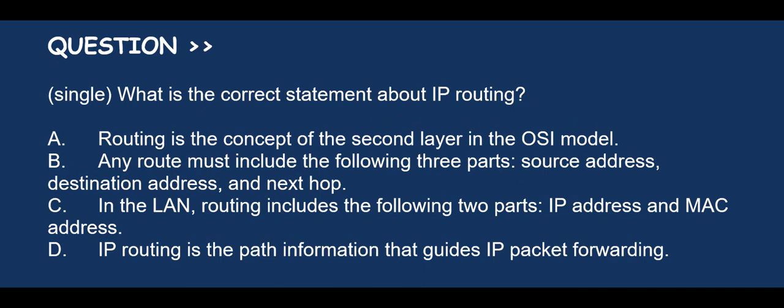The question is, single choice: what is the correct statement about IP routing? The options are: option A, routing is the concept of the second layer in the OSI model. Option B, any route must include the following three parts: source address, destination address, and next hop. Option C, in the LAN, routing includes the following two parts: IP address and MAC address. Option D, IP routing is the path information that guides IP packet forwarding. The correct answer is option D.